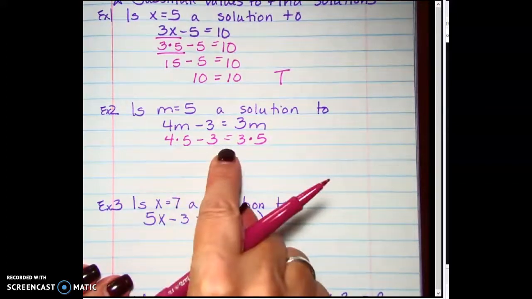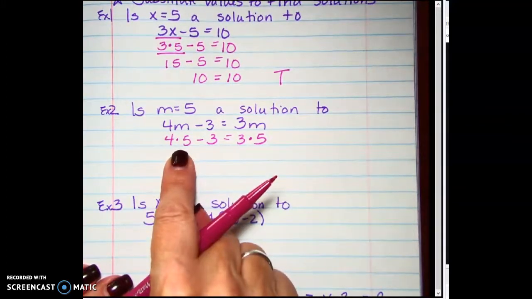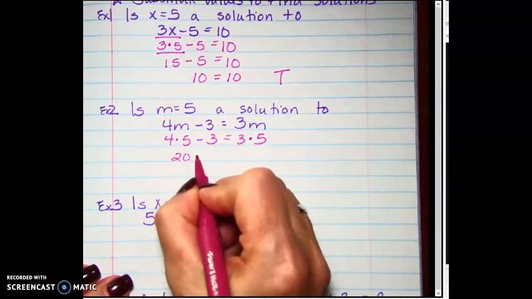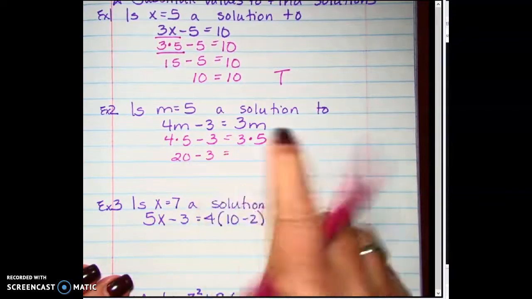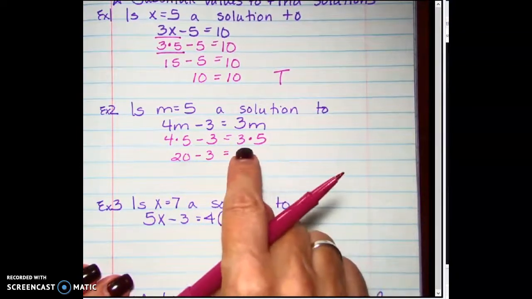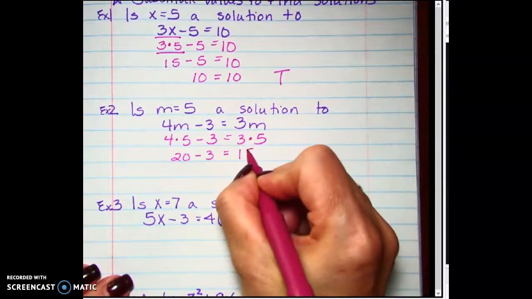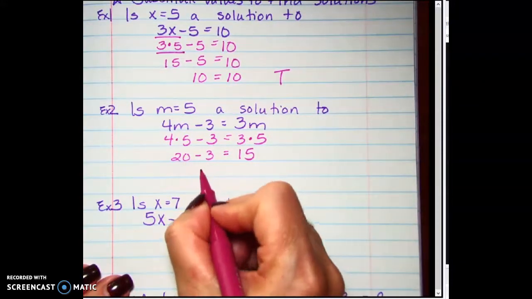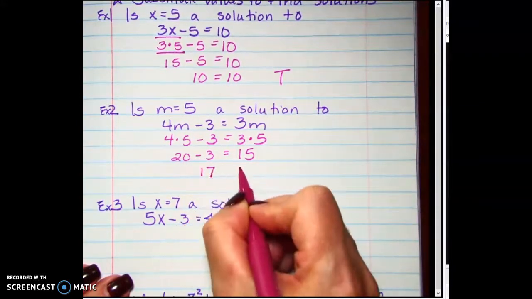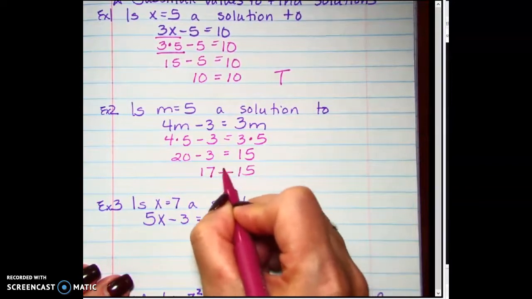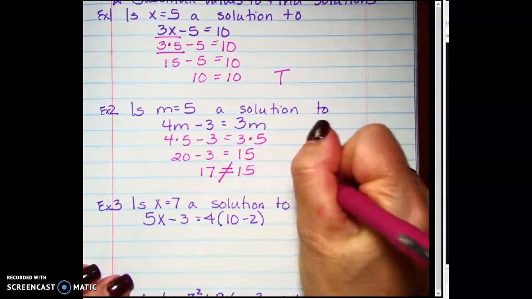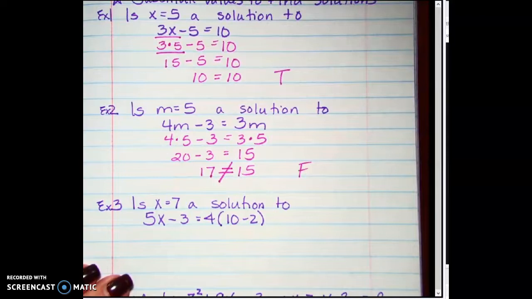PEMDAS tells me I do parentheses, exponents, none are here. So I do multiply. So I end up with 20 minus 3 equals, oh, and it's the other side of the equal sign, so I can just go ahead and multiply. Now I take 20 minus 3, which is 17. And this stays 15, and it is not equal. So that one would be false.